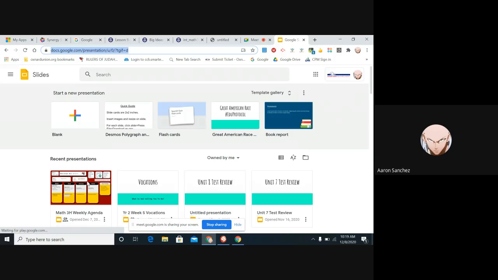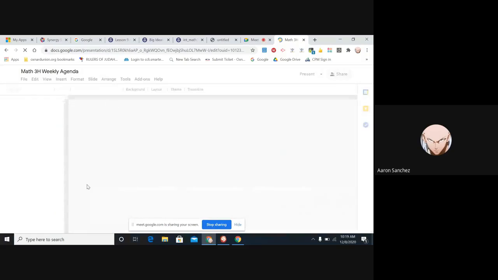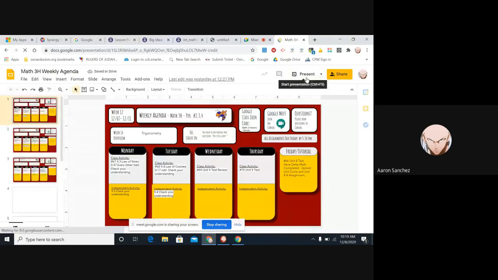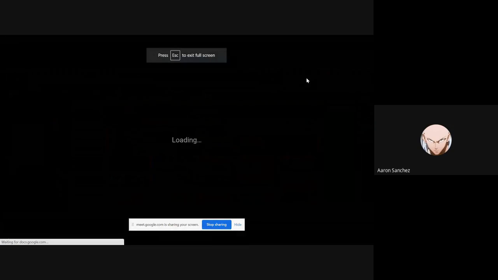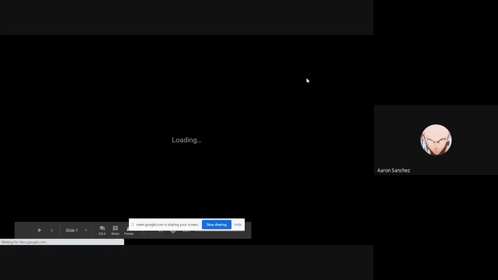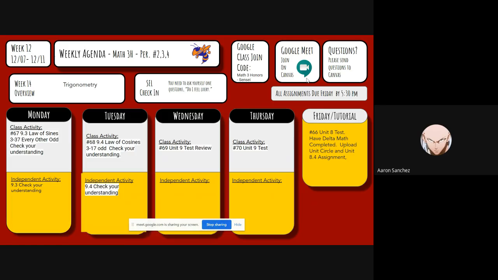Let's see. Here we go. So let's look at our weekly agenda. Law of sines. Law of cosines. This is assignment number 68. We're doing 3 through 17 odd. So it's not that bad.